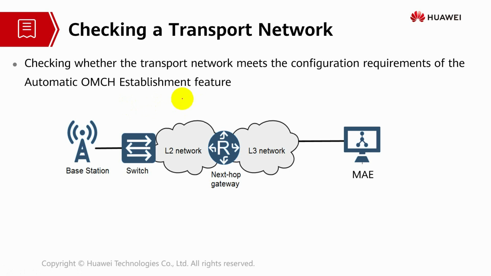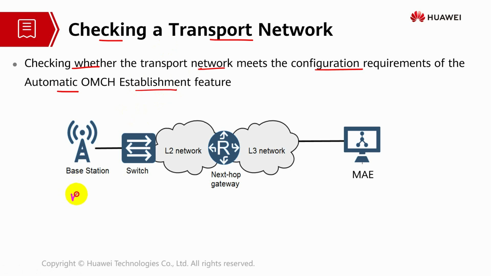So, the first part here we're going to discuss is checking the transport network. Checking whether the transport network meets the configuration requirement of the automatic OM channel establishment feature. Remote engineers can use these methods to check whether the transport network meets this configuration or not. There are two types of method here.